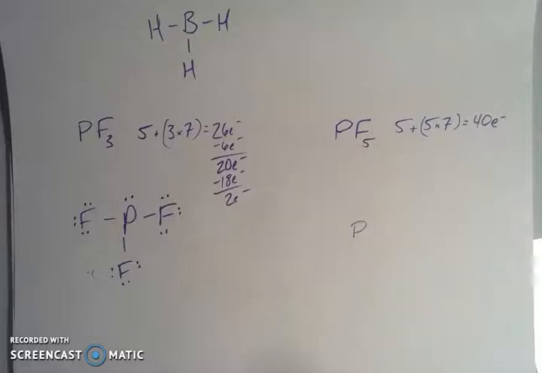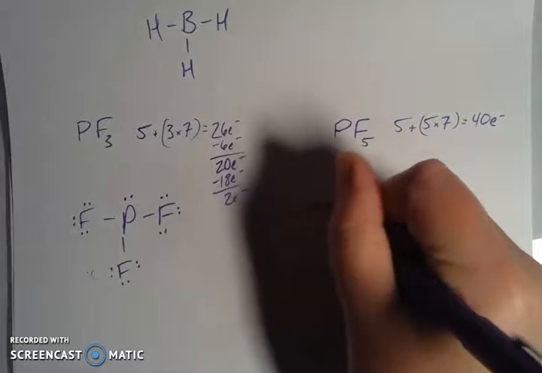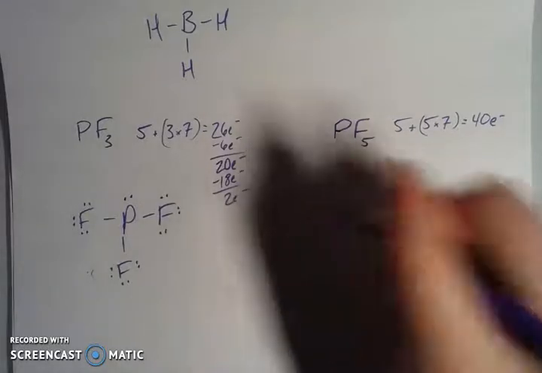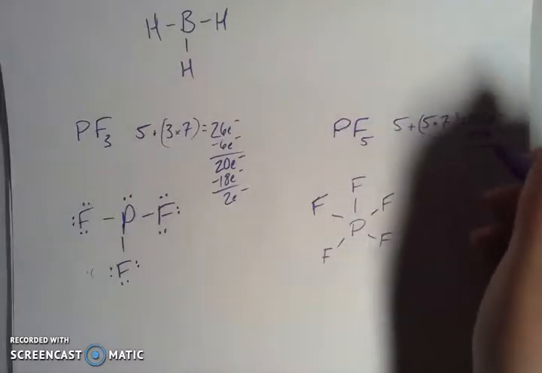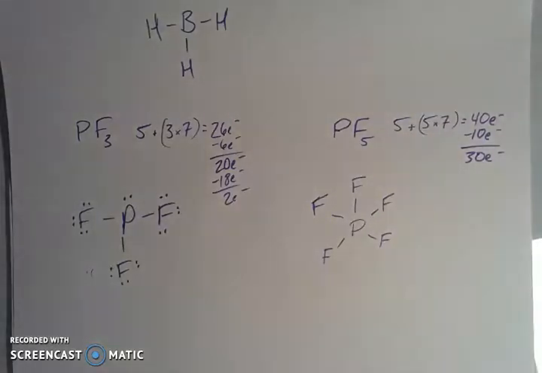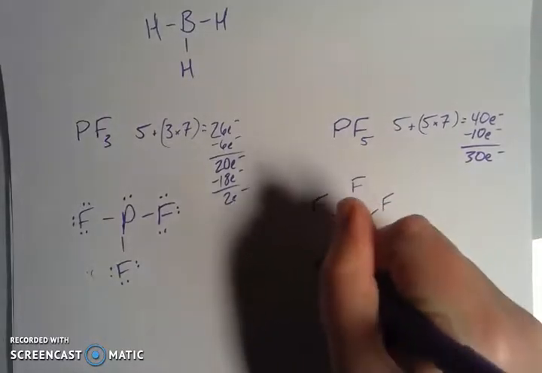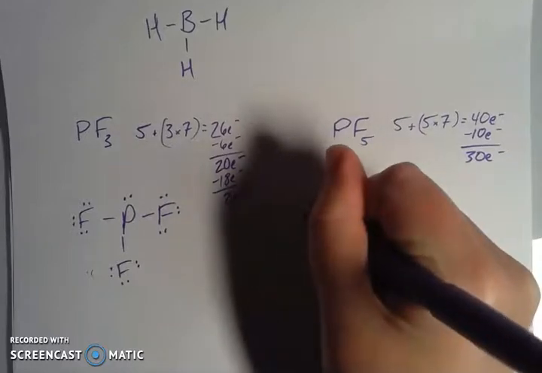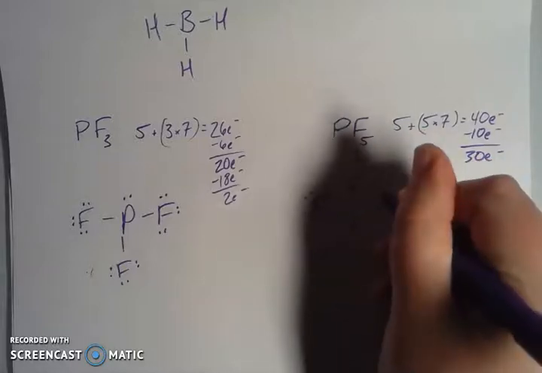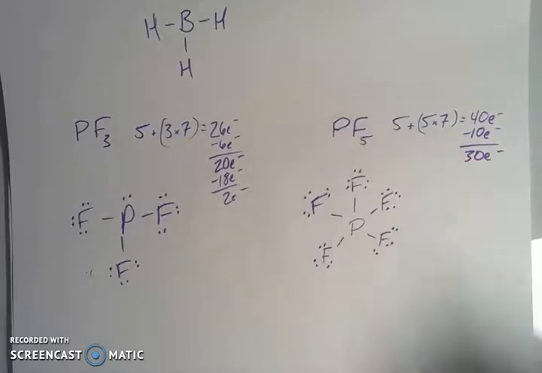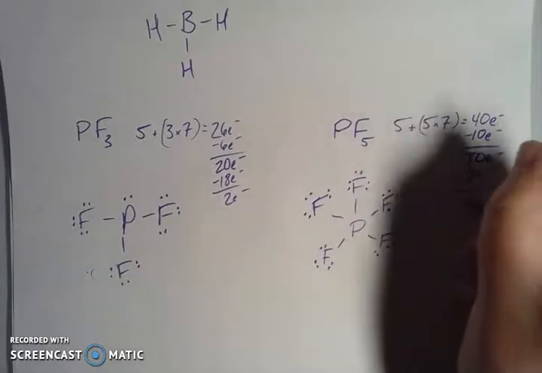So if I put phosphorus at the center and I attach all 5 of my fluorines to it, then now I've used up 10 electrons just in the bonds there. So now I have 30 electrons to play around with and put as pairs around my outer atoms. So that's 2, 4, 6, 8, 10, 12, 14, 16, 18, 20, 22, 24, 26, 28, 30. So in putting those around my 5 atoms here, I've used up all of my electrons.